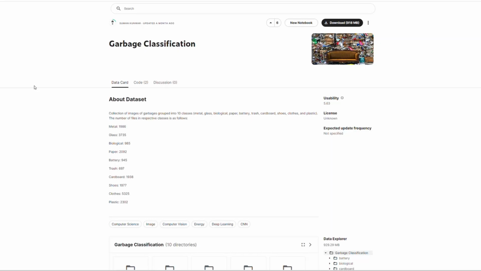So here we are with the garbage classification data set, and this is on Kaggle, which you will be using to look at your own data set. So let's look at what's going on here. Let's just read the screen. Right up here, we see who has uploaded the data set. Over here, we see the download button.